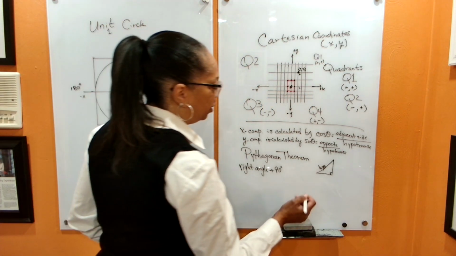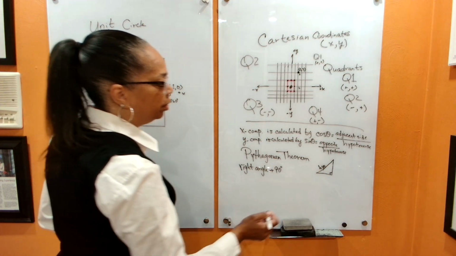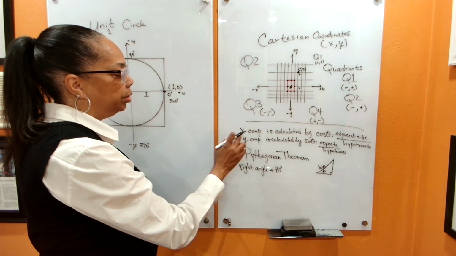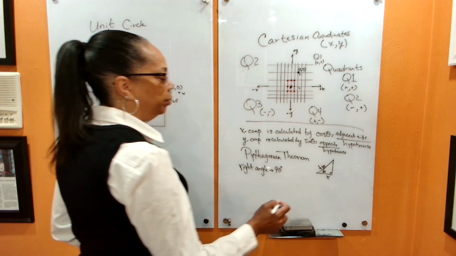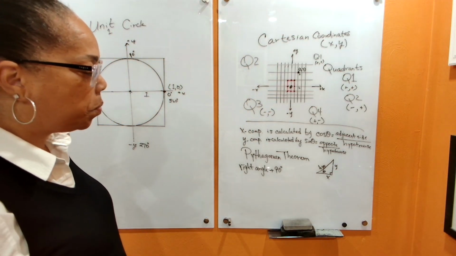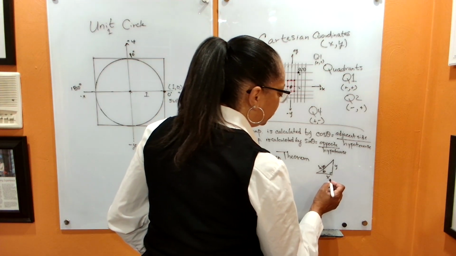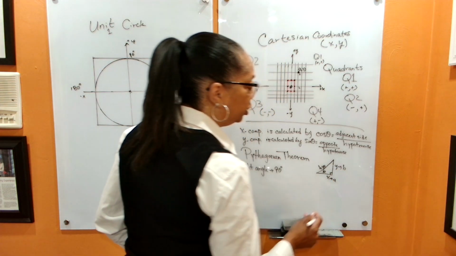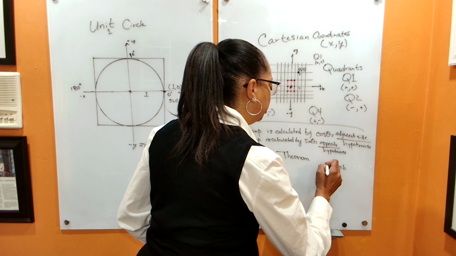Okay? So now, what did I say? X component is calculated by cosine theta. Where's our theta? Theta is right here, which is our angle. Okay? So, this is going to be our X component. Guess what? It's along the X axis. This is going to be our Y component. Guess what? It's along the Y axis. What we're going to do, because I haven't written the theorem down yet, we're going to call X A. We're going to call Y B. That's all we're doing, is calling it something other than X and Y. And a hypotenuse is going to be called C.